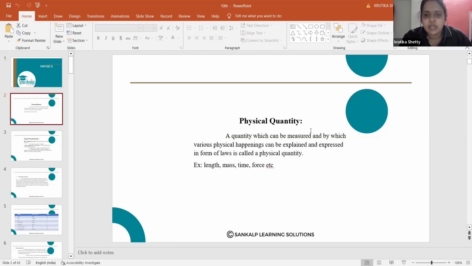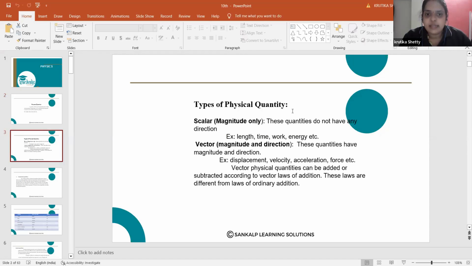So just now I gave you the example for non-physical quantities like happiness, sadness, or how much you love your parents, right? How much you hate any of your friends, like all that, right? So those are not called physical quantities because we cannot measure them. We can just express with our emotions, but we cannot measure and explain that, right? So I hope the physical quantity picture is clear to you.